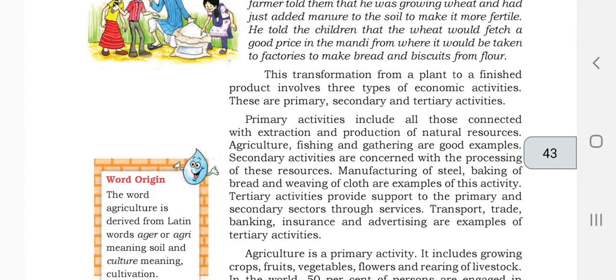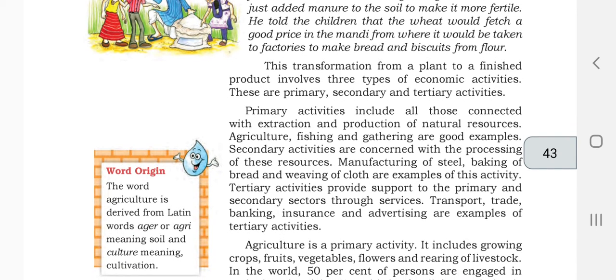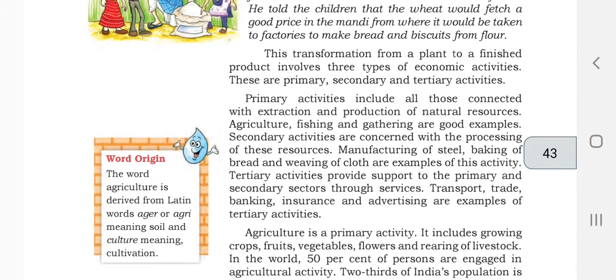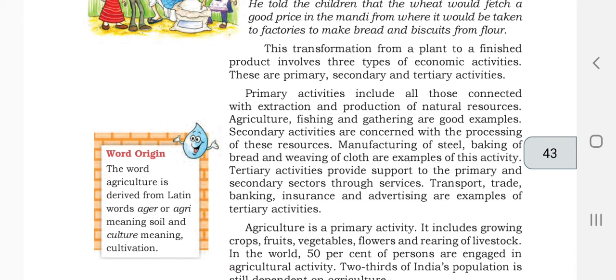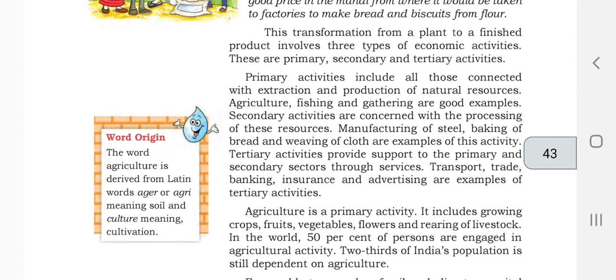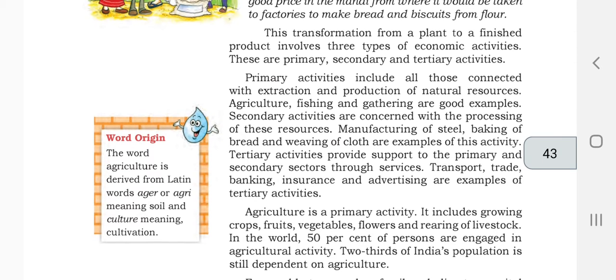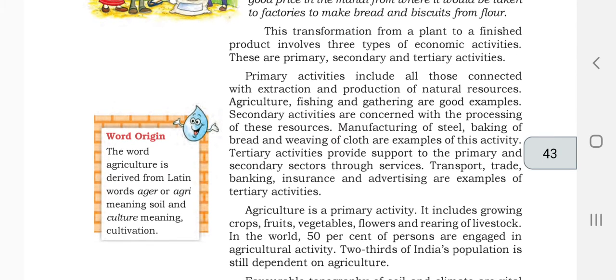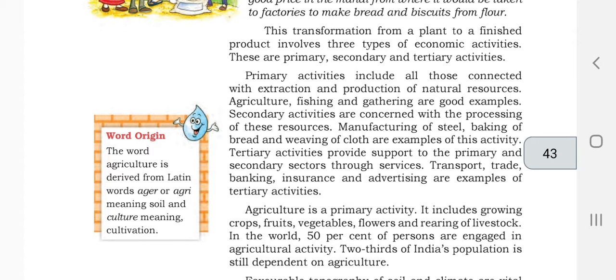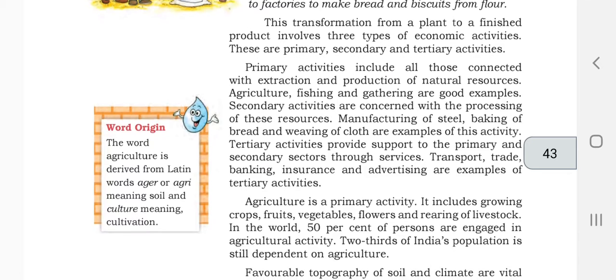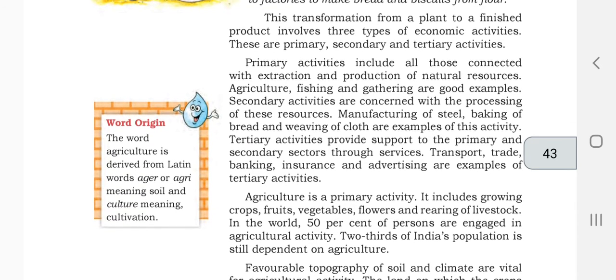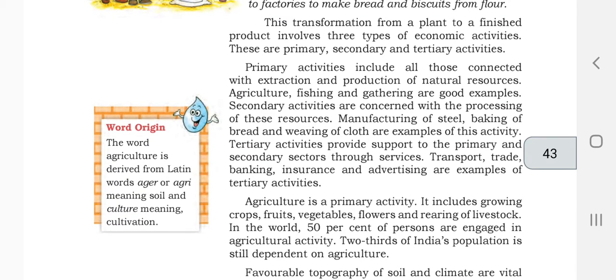That means three types of economic activities that we need to perform, and they are primary, secondary, and tertiary activities. The first one is primary activities. In the beginning, what is the process of cultivation or agriculture? The primary activities include all those connected with extraction and production of natural resources.